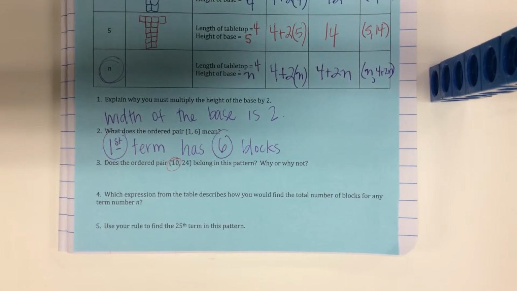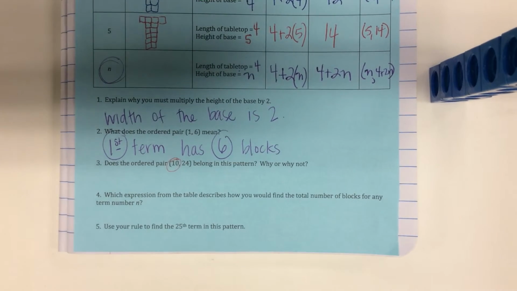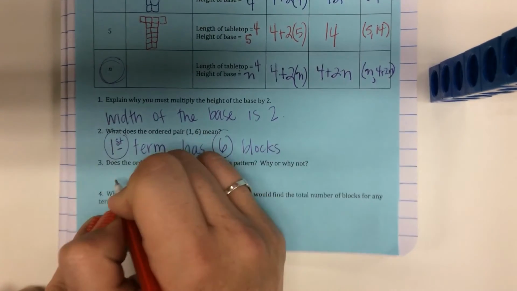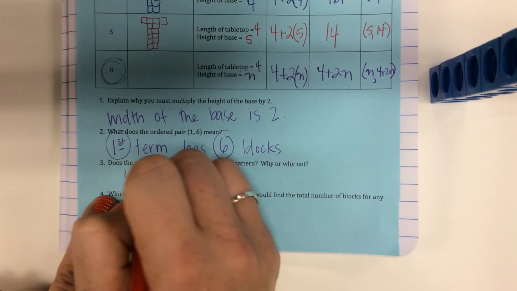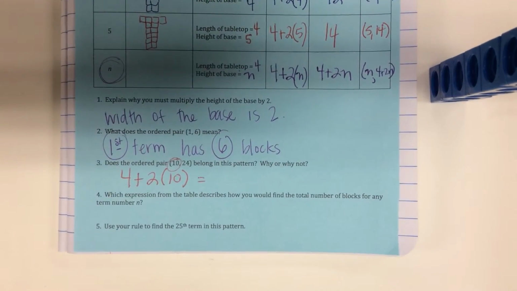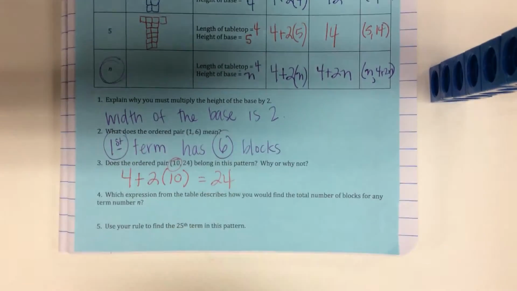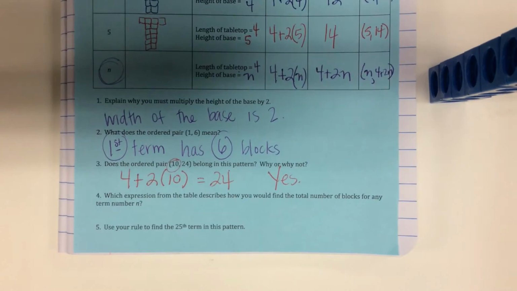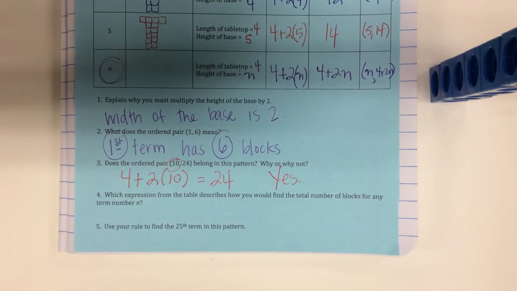Brent, what do you do? Yeah, instead of n, what number am I going to put in? 10. Instead of n, I'm going to put in 10. I'm going to put in 10 and I'm going to see if I get 24. Do I? Yeah. So does that ordered pair work? Why? I just showed you with the math.